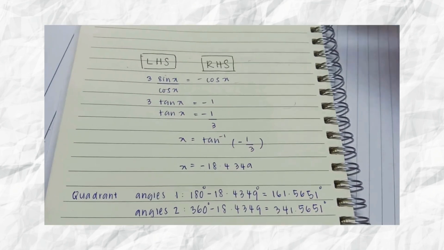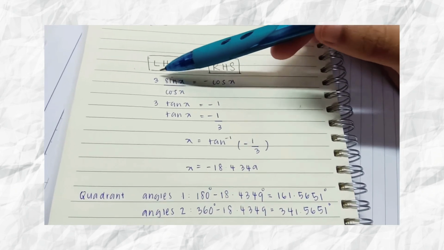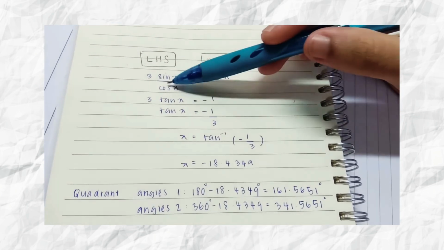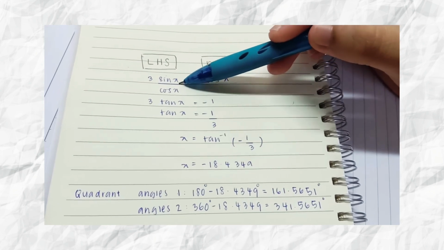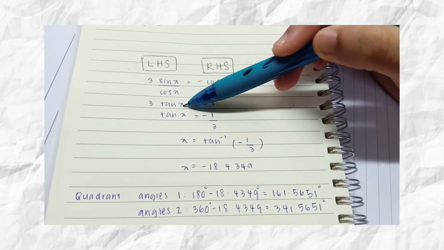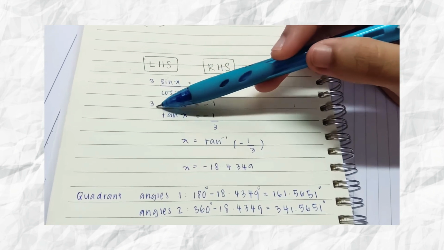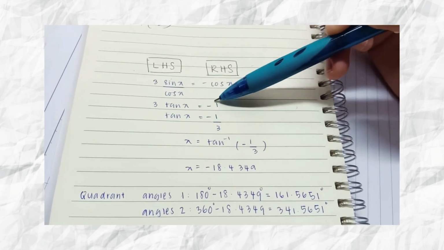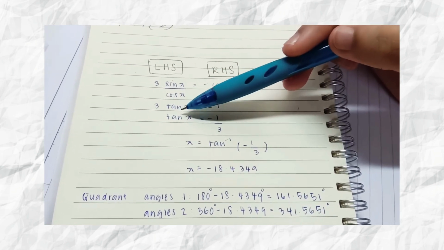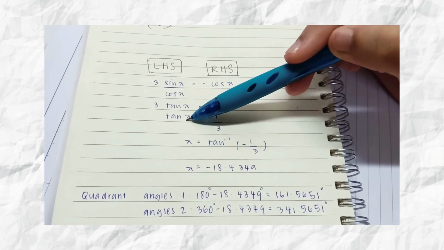Thank you. So now we have left hand side and right hand side. On the left hand side, we have 3 sin x over cos x equal to negative cos x. Sin x over cos x, we can change it into tangent x, which you can refer to the table in our syllabus. So here we have 3 tangent x equal to negative 1. 3, you need to move it into the right hand side, so it will be tangent x equal to negative 1/3.